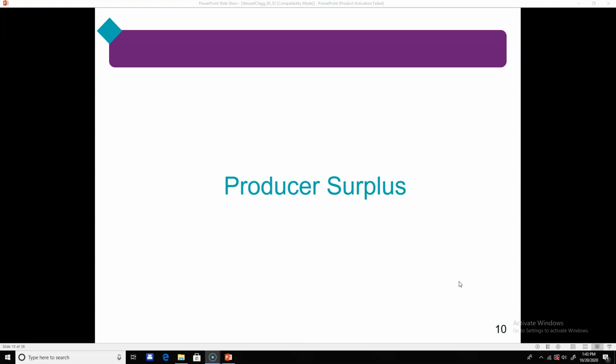Okay, so the producer surplus is going to be kind of the dual notion. So rather than looking at a demand curve, we're going to be looking at a supply curve. So a supply curve is going to be an increasing function with respect to quantity. And then this is going to be the amount that benefits the producer. So we're going to be looking at an area before, but this area is going to be below the curve.